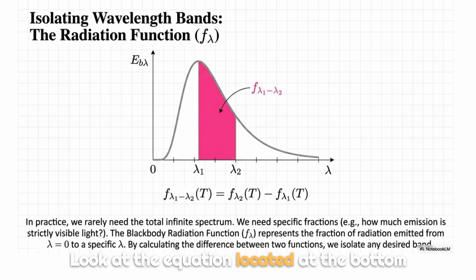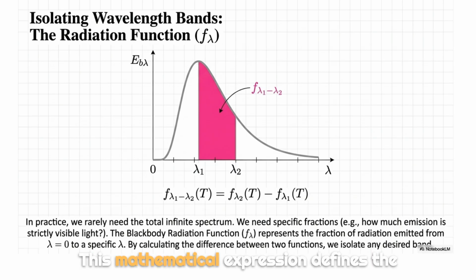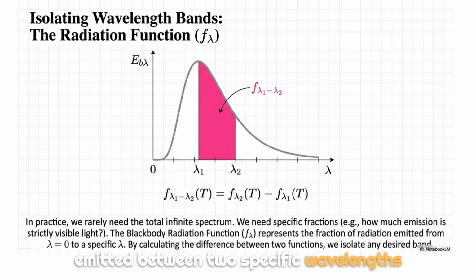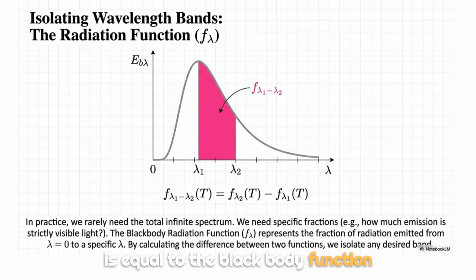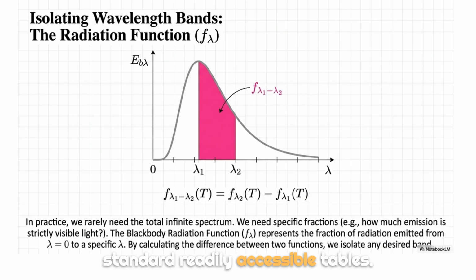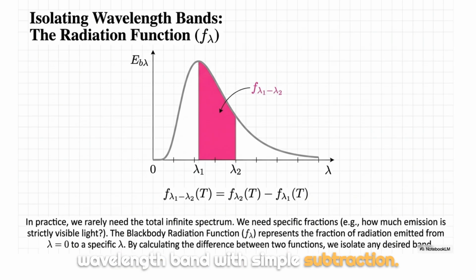Look at the equation located at the bottom of the slide. This mathematical expression defines the band fraction calculation. It states that the fraction of radiation emitted between two specific wavelengths is equal to the blackbody function evaluated from 0 to the upper wavelength, minus the function evaluated from 0 to the lower wavelength. Engineers compile these fractions into standard, readily accessible tables. By looking up these tabulated values, you can instantly isolate any desired wavelength band with simple subtraction.